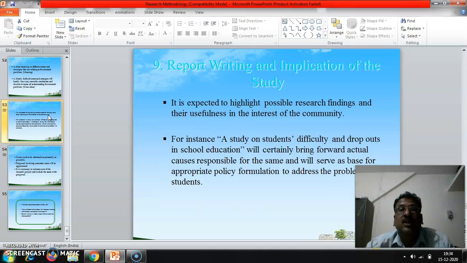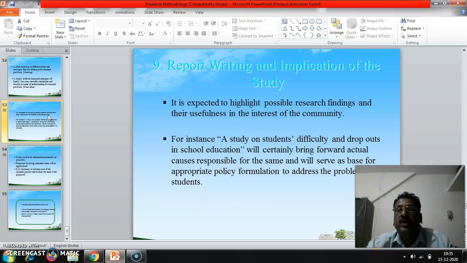Next is report writing and implication of the study. This is the last stage of the research methodology. Under this, it is expected to highlight possible research findings and their usefulness in the interest of the community. That is, after conducting the study and collecting the data, either primary or secondary data, you have to analyze and interpret the data. At that time, you can find some findings.